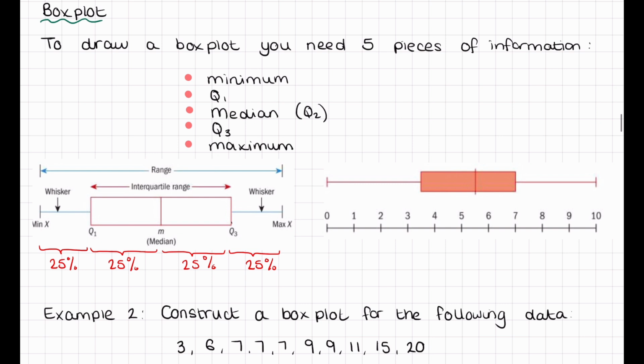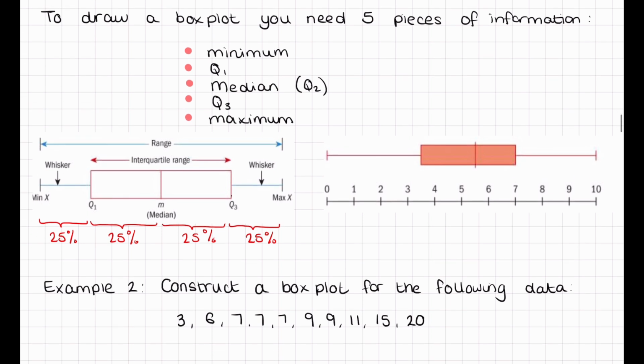Now let's go on to box plots. To draw a box plot you need 5 pieces of information: the minimum, quartile 1, median, quartile 3 and maximum. With a box plot, I've just got a couple of images here of what they look like. So we always have to have a scale at the bottom with our values.